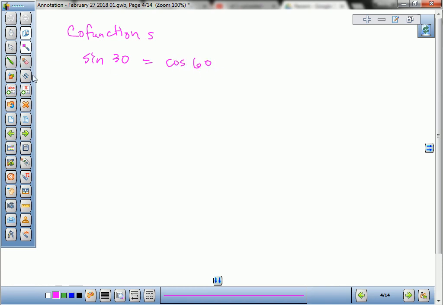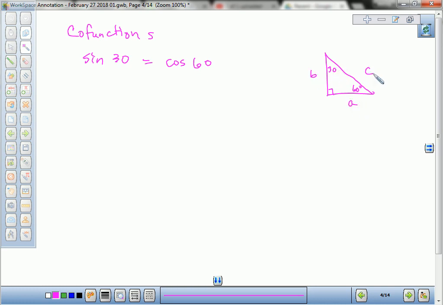All right, and the reason we know that is if we had a nice little triangle, and this was our 60-degree angle, and this is our 30-degree angle, and this is A, and this is B, and this is C. Okay, so sine of 30 is A over C. What is cosine of 60? A over C.